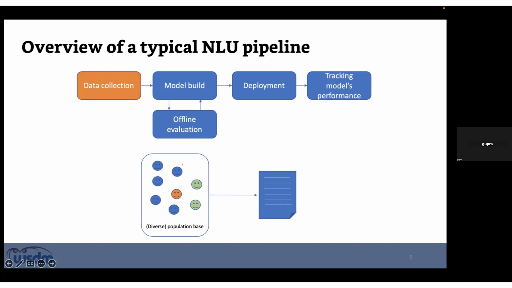The data is collected from a bunch of users, or there could be offline data collection. When you're talking about fair data collection, you want to make sure that your user base is diverse. Note that this is not the only consideration in data collection. Now we are talking about generative models, where you also want to make sure that your data is ethical.